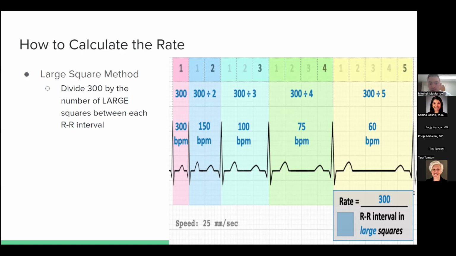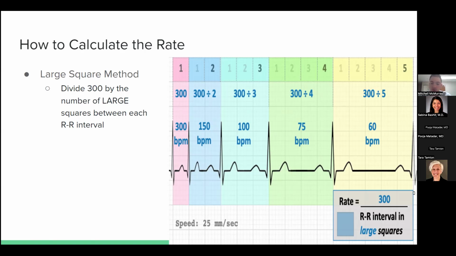There's a couple methods to do this. Especially when the rate is regular, we use what we call the large square method. You can divide 300 by the number of large squares between each interval. So here's an R to R interval. There's one large box between here, and there's two large boxes between here. So you would just divide 300 by 2, and you would get 150 beats per minute.